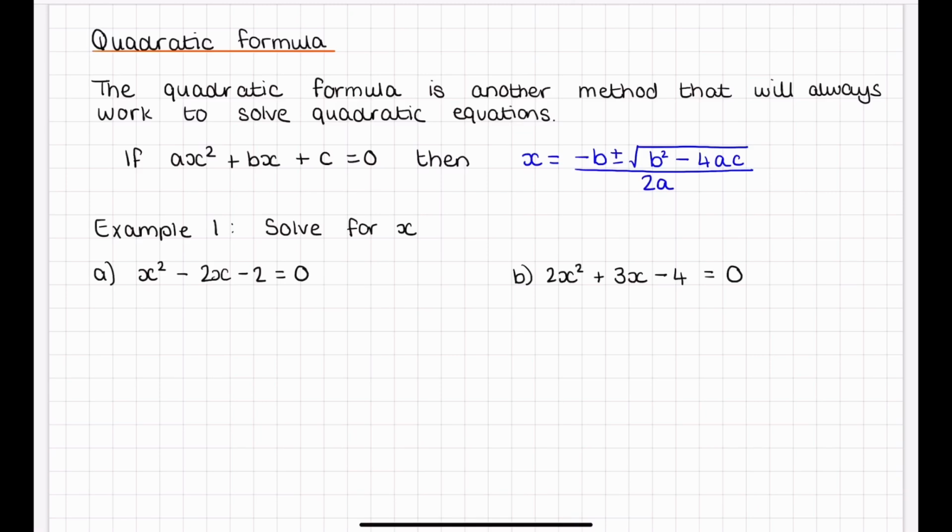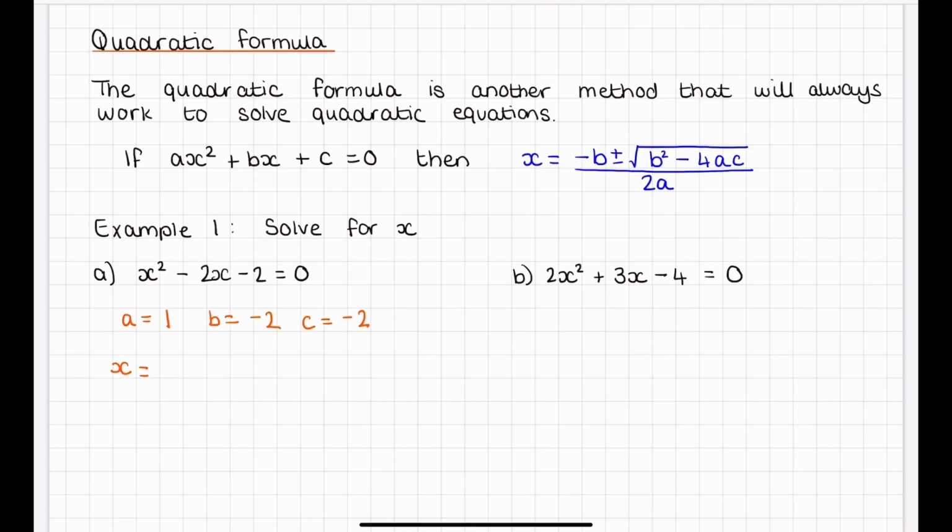And once again, the only thing that will mess you up with this is your negatives. So first one, we've got x squared minus 2x minus 2 equals 0. So for some of you, what you might prefer to do is, first of all, to write out what a, b and c are. So a is the number in front of the x squared, which will be 1. B, the number in front of the single x, so that's minus 2. And c is a number at the end, which is also minus 2. And then we just substitute it into the formula.